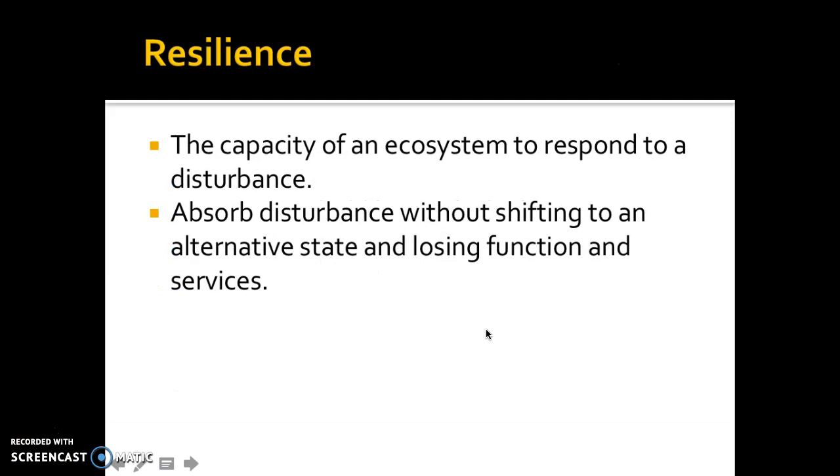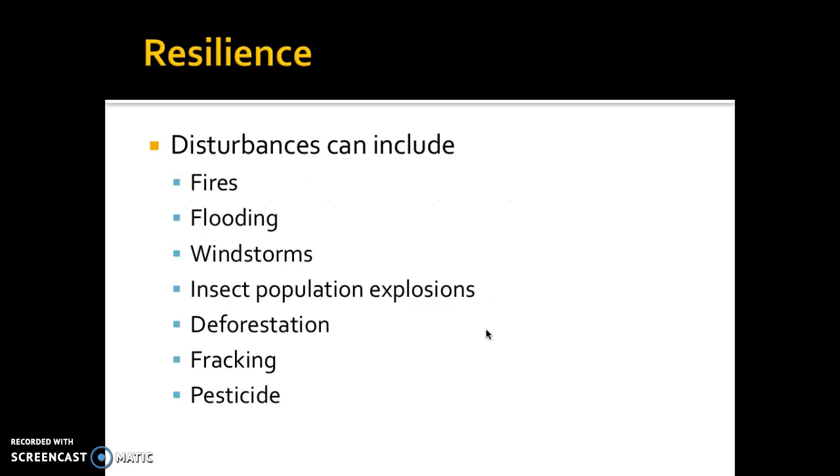Right, so we're going to take a look at resilience. Resilience is the ability of an ecosystem to bounce back from a disturbance. If you think about a person who is resilient, you would think of someone who could easily recover from challenges, and the same is true for an ecosystem. So ecosystems do encounter disturbances, and some of them are natural and some of them are man-made. So there's a whole list of them here.